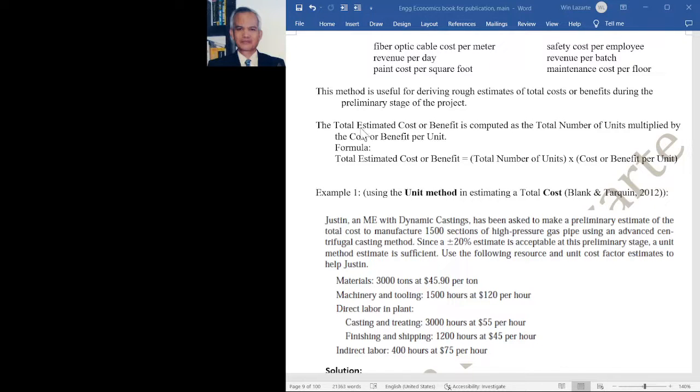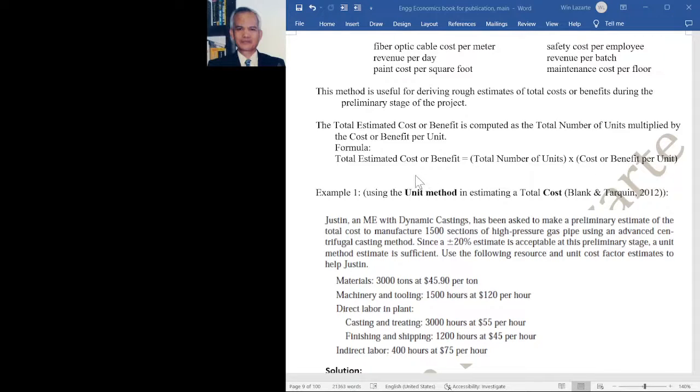As I've said, this unit method is useful for deriving rough estimates of total costs or benefits during the preliminary stage of the project. The total estimated cost or benefit is computed as the total number of units multiplied by the cost or benefit per unit. This is the formula. Total estimated cost or benefit is equal to the total number of units times the cost or benefit per unit.